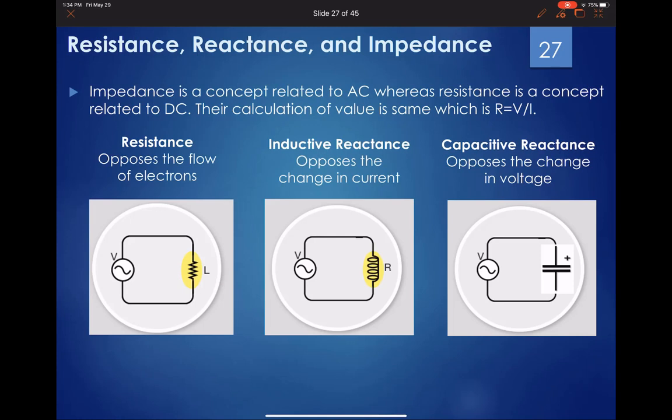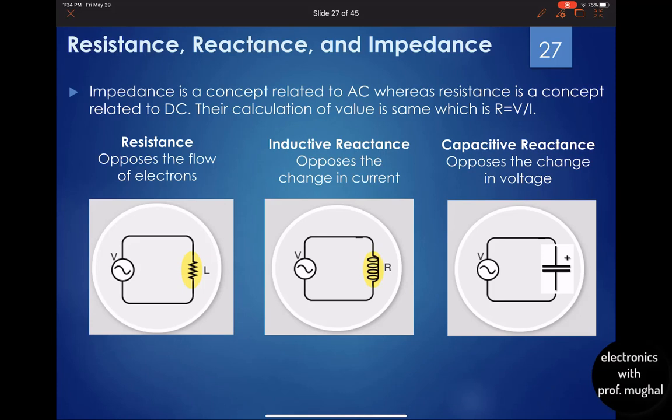In the previous lecture, we learned about resistors, capacitors, and inductors, and how they function. In this tutorial, we are going to learn about resistance, reactance, and impedance, the opposition that is being offered by each of those individual components in a given circuit.